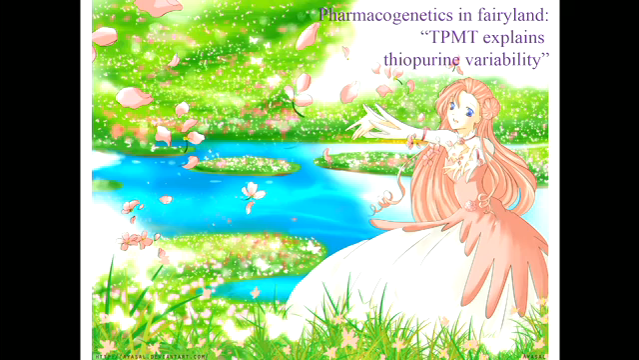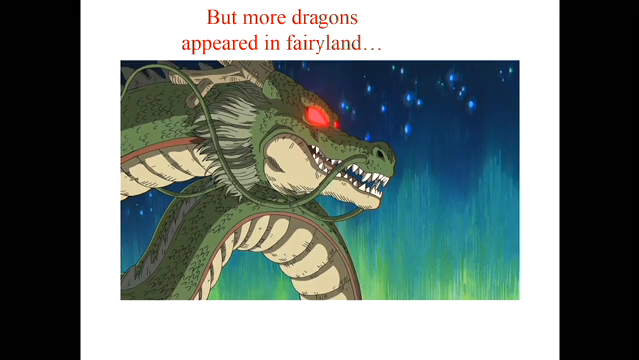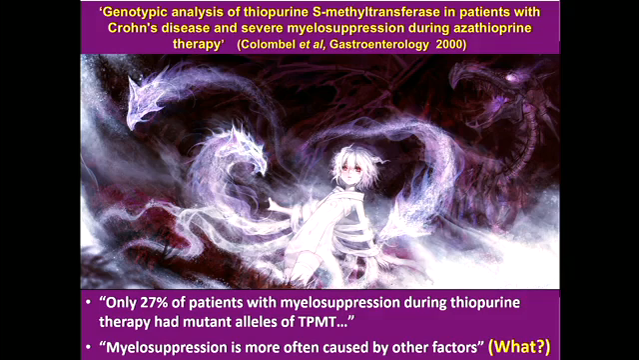So things became better in pharmacogenetics fairyland because TPMT seemed to explain thiopurine variability, and it became a model system in pharmacogenetics. It used to be quoted all the time. However, more dragons appeared, unfortunately, in thiopurine fairyland. A paper came out in 2000 by somebody called Colombel. They looked at a lot of patients and found only 27% of patients with myelosuppression during thiopurine therapy had a mutant allele of TPMT. And the myelosuppression was more often caused by other factors.